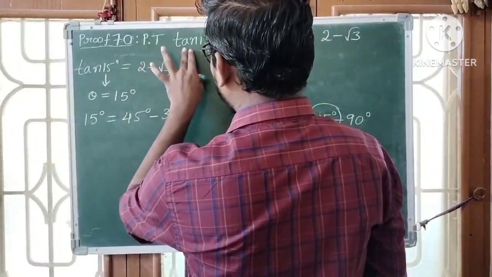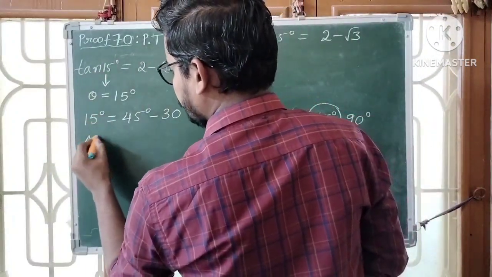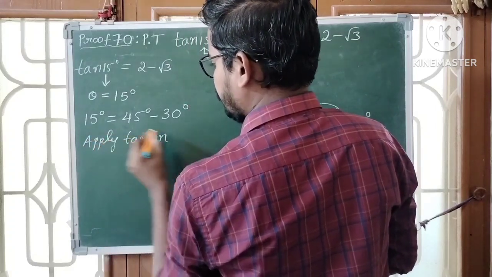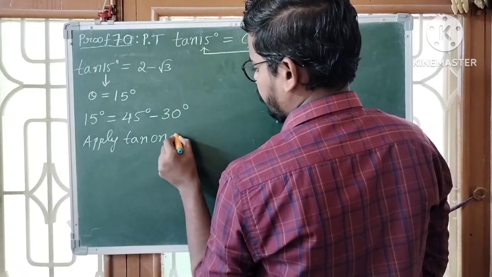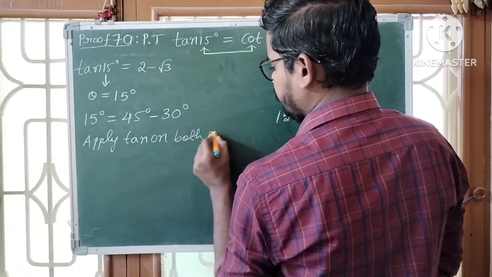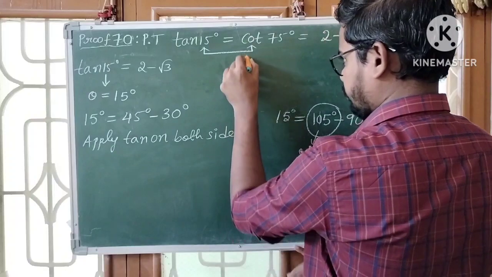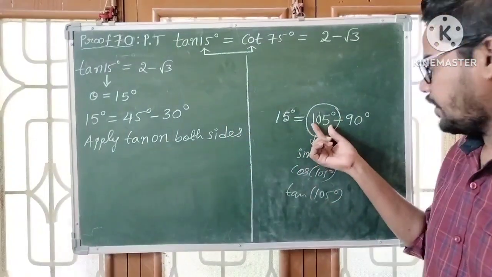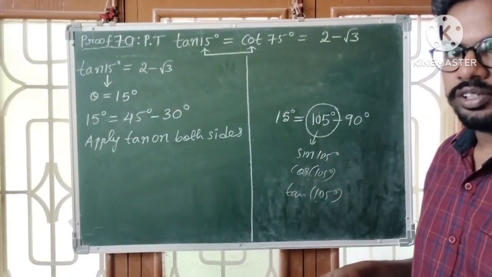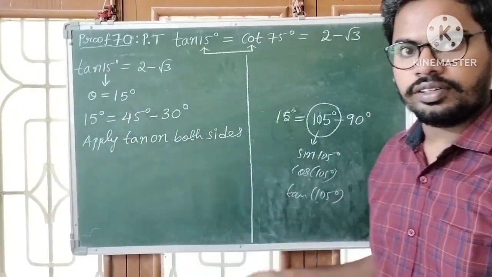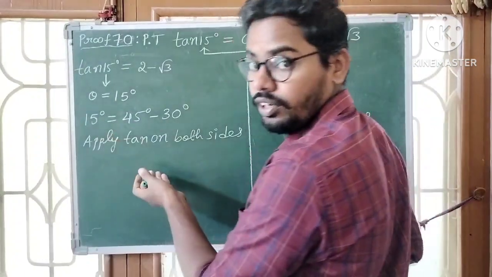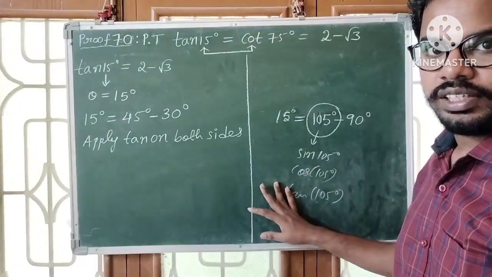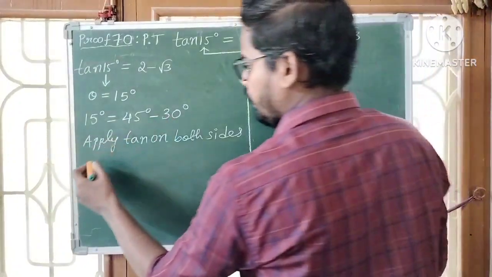Now, anyhow we need tan 15, so apply tan on both sides. Tangent on both sides. We don't know the angles 105 degrees, sin 105, cos 105, so we should take angles that we know. Now apply the compound angles formula. Using the compound angles formula we can derive tan 15, cot 15, sin 15 and cos 15.